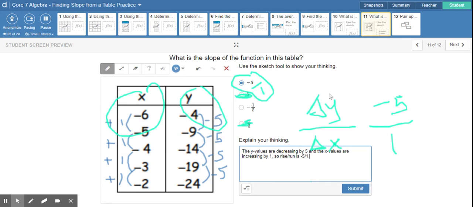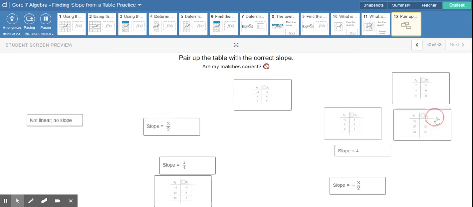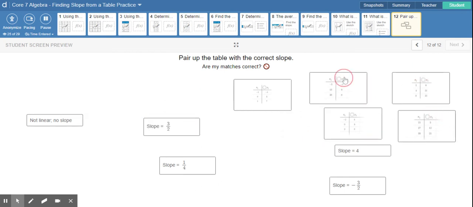All right, and so when we move on to the next slide, as we shift here, the next slide is just going to be you doing a couple different problems together and then matching up some pairs. Okay. All right. So looking here, this is a sorting activity. So you'll see we have a bunch of tables. I'm going to move all the tables together just to make it a little easier on myself. And then I have a bunch of slopes.